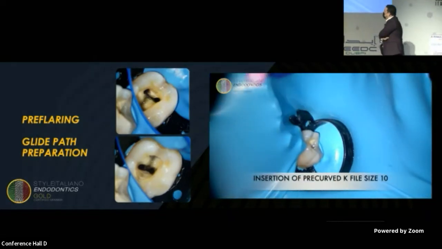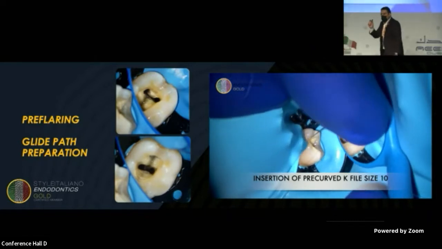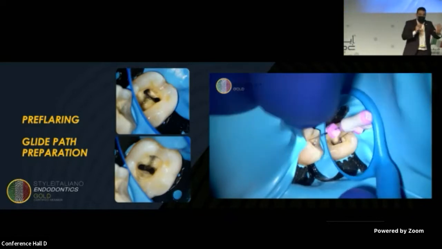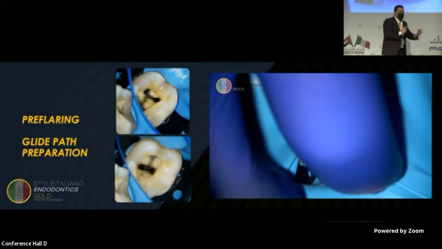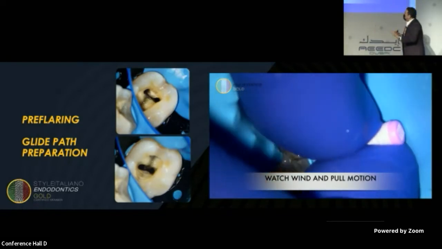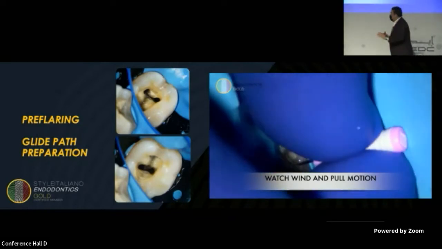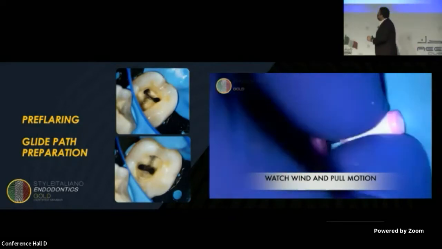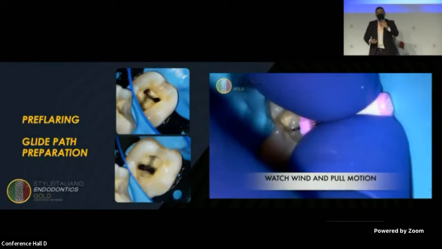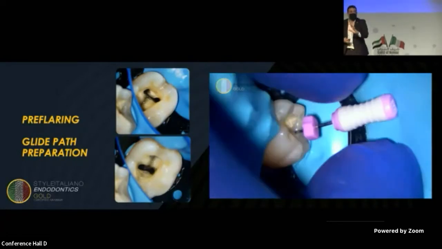Carefully, pre-curving the file, and use the watch-winding motion. Watch-winding motion, don't be in a hurry, because already the teeth for this patient are difficult. So don't be in a hurry. Try to avoid error. Yes, watch-winding motion. Never force an instrument inside the canal. Reaching the working length and having an established glide path is very important. I consider this the most important step in rotary instrumentation.